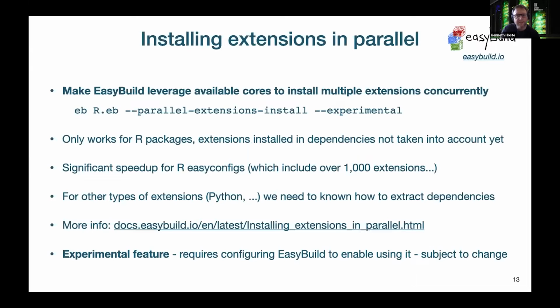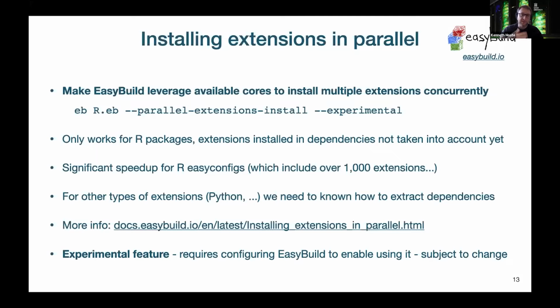Then one of the issues we had, or that we were not happy with, is the installation of R. So the R recipe, the R easyconfig we have, includes over 1,000 extensions, so 1,000 R libraries from the CRAN standard library online that we install along with R. So it's a batteries included installation. That was taking a very long time because each of these extensions were installed in sequence. So some of them have to be installed first because they are a dependency for other extensions.